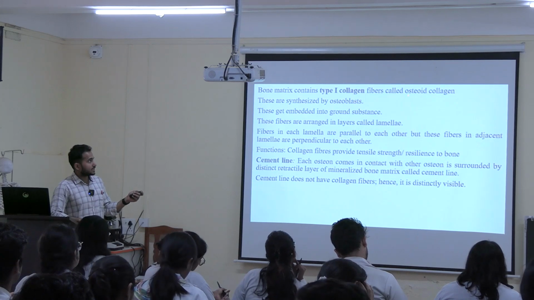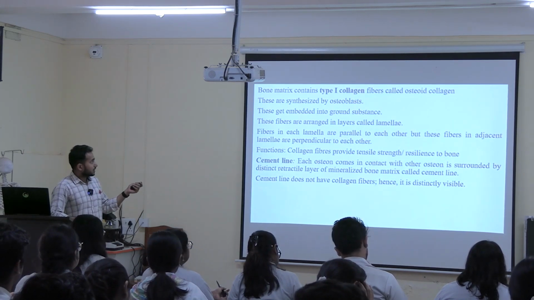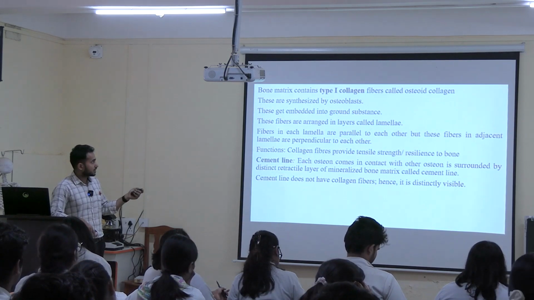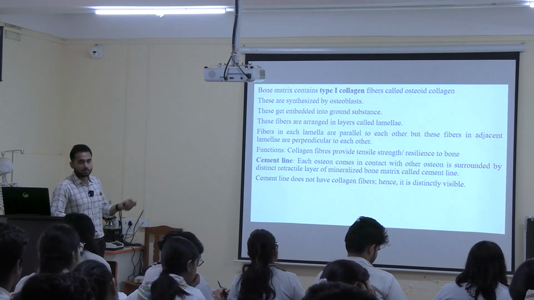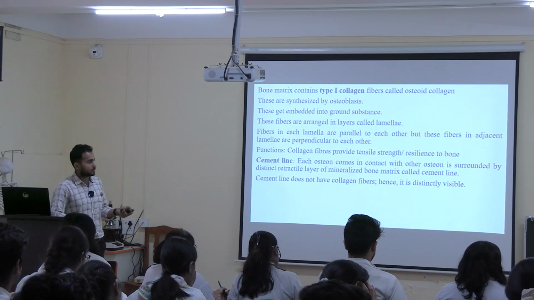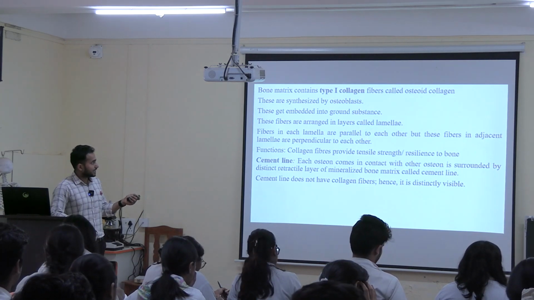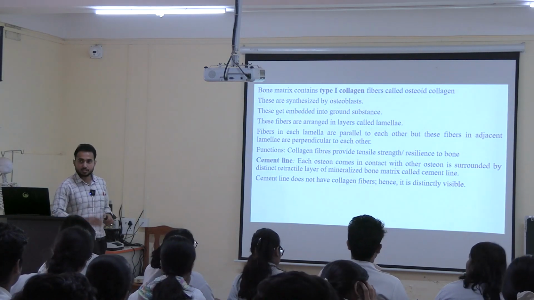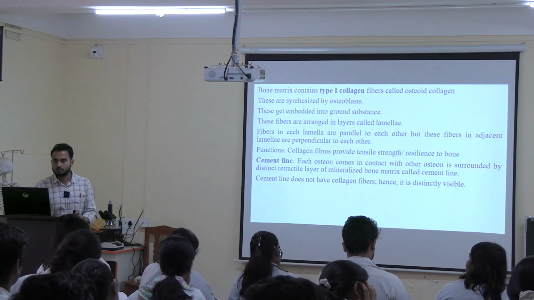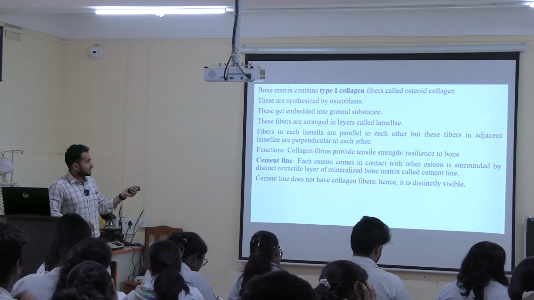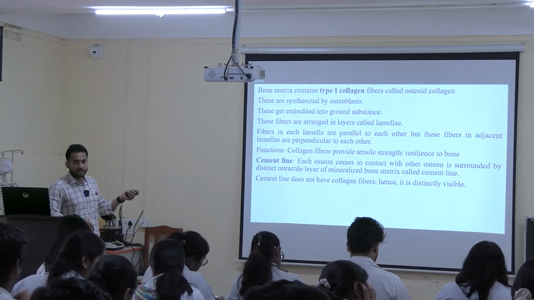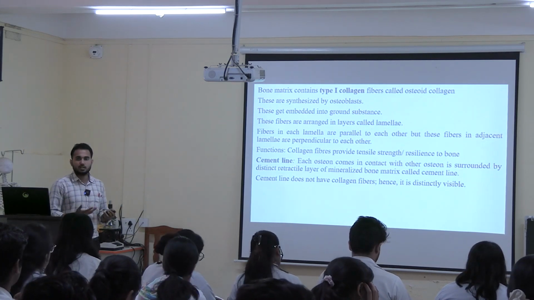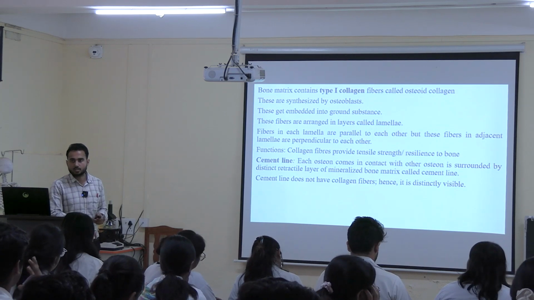Next, type 1 collagen fibers are there in the bone. Already I have mentioned, they are synthesized by the osteoblast. They get embedded into the ground substance. Now the fibers are arranged in layers, and these are called lamellae, the lamellar structure which we have discussed. The fibers in each lamella are parallel to each other, but fibers in adjacent lamellae are perpendicular to each other. So this is a very important lamellar arrangement of the compact bone. That is a unique pattern of the arrangement of the fibers.